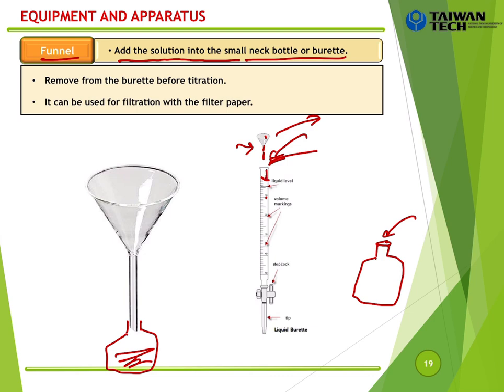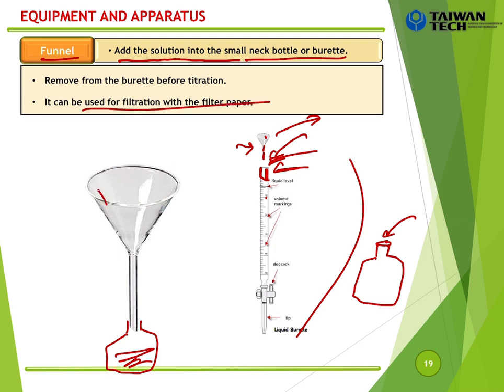because at the beginning when you start, maybe you have some liquid on the wall of your burette, so later it can go down, and then the volume will change. So for this kind of experiment, you need to do everything carefully. Okay. And we can also use this one for filtration.